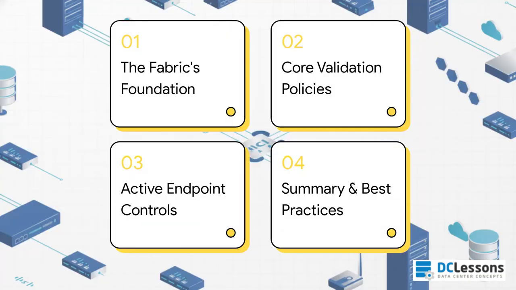So here's what we're going to cover. We'll start with the basics. What are these settings and where do you even find them? Then we'll get into the nitty-gritty of the core validation policies. Think of these as the security guards for your fabric. After that, we'll explore the active endpoint controls, which are kind of like a real-time immune system. And of course, we'll wrap it all up with Cisco's recommended best practices.